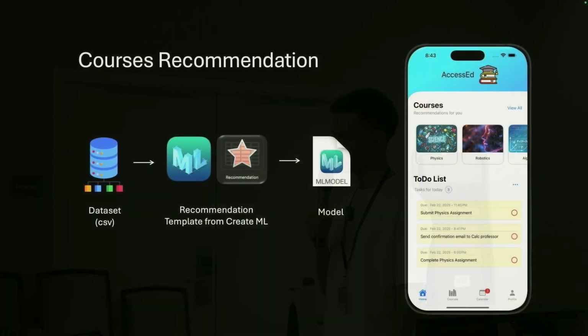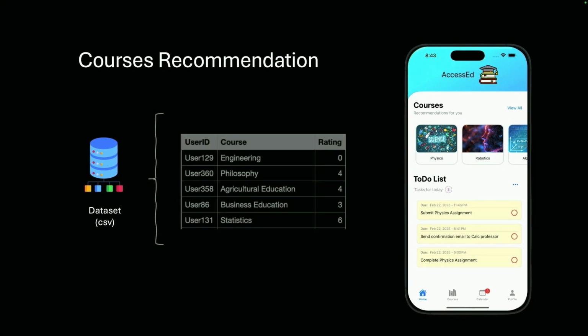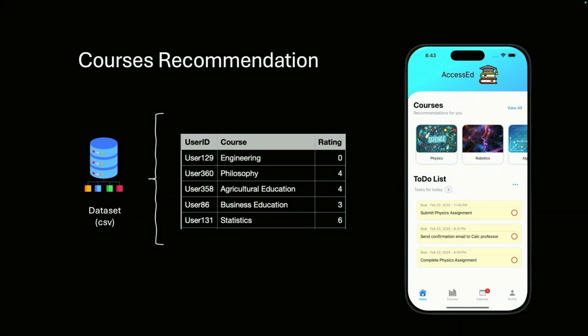So I used the Create ML recommendation template for the recommendation model. I have a CSV file for the data set, which has this kind of structure. So we have the user ID for the first column, and we have the courses for the second column, and for the third column we have the rating. So similar courses will have a similar rating based on the user ID.